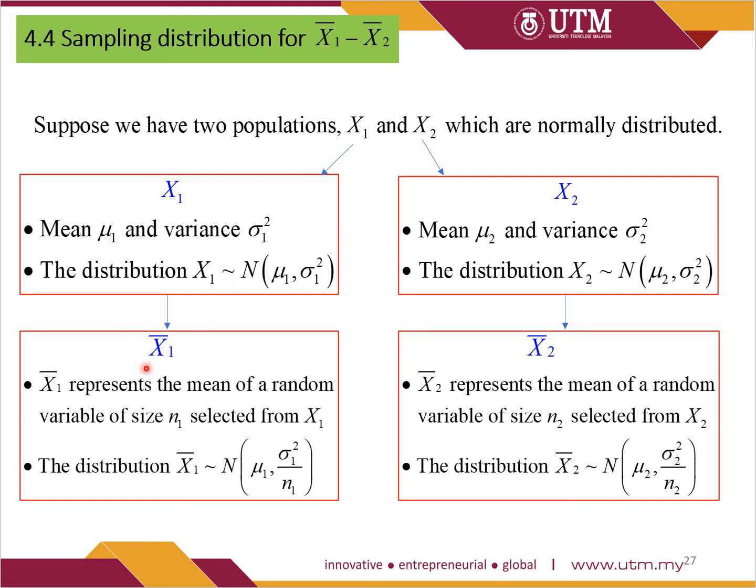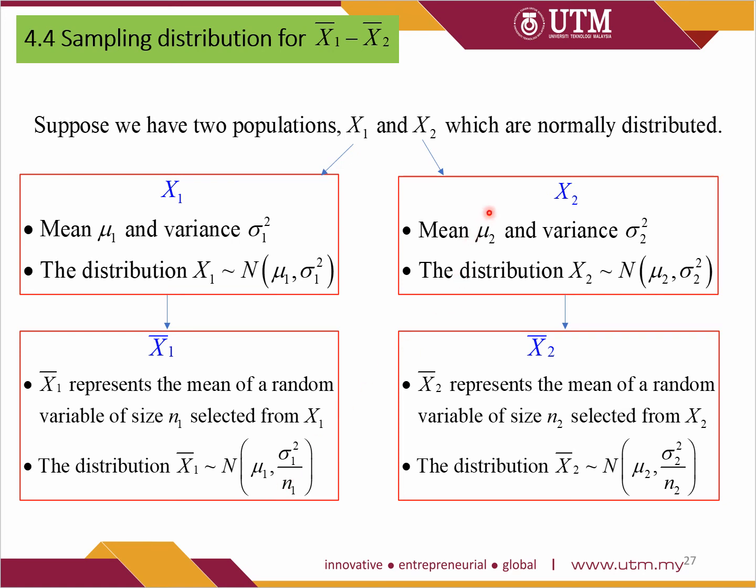And then we have the sample mean from this population x1. So x1 bar represents the mean of a random sample of size n1 selected from the population x1. The distribution of the sample mean of x1 follows a normal distribution, with mean equal to the mean of the population x1, and the variance is sigma1 squared over n1.